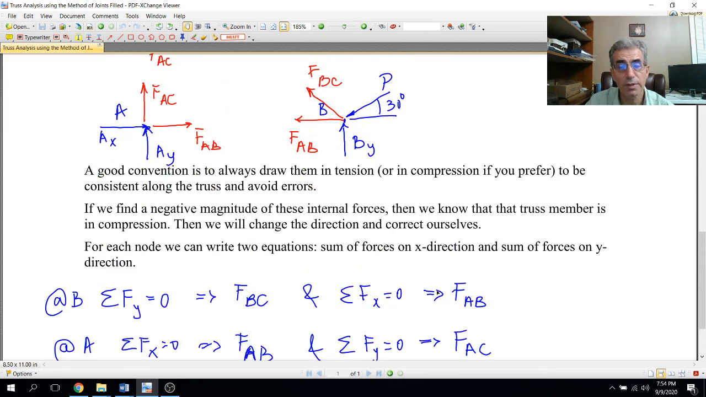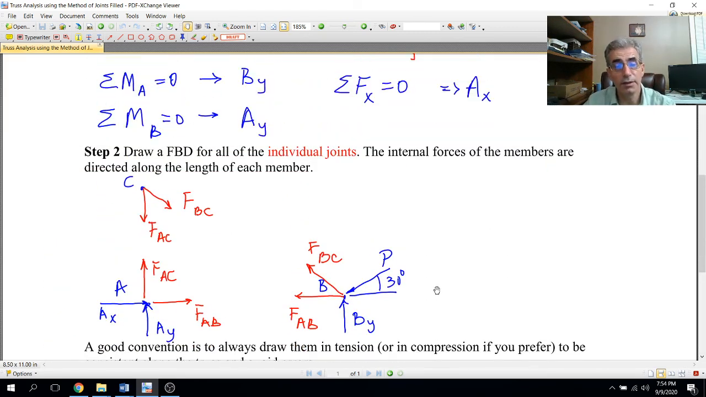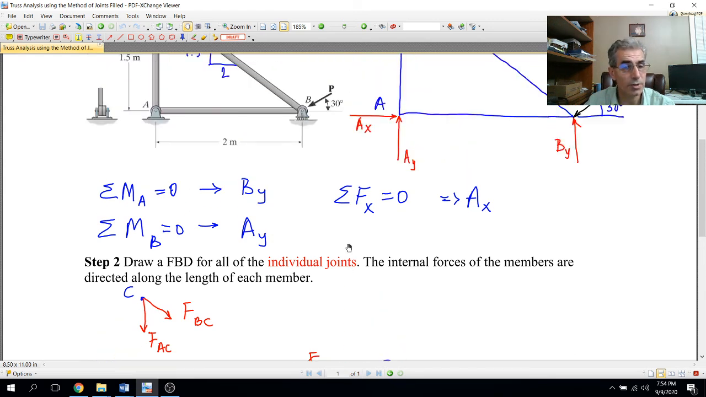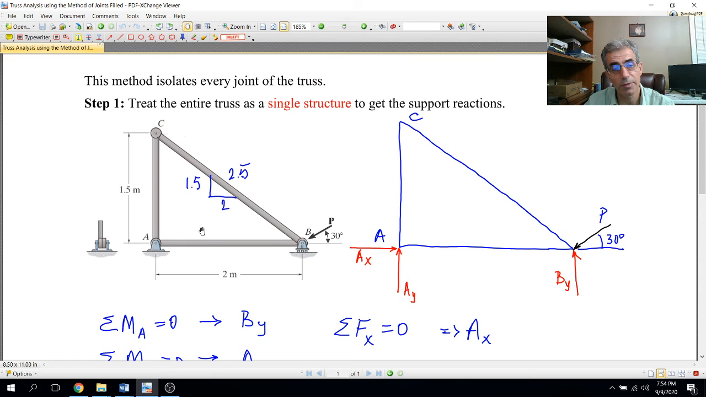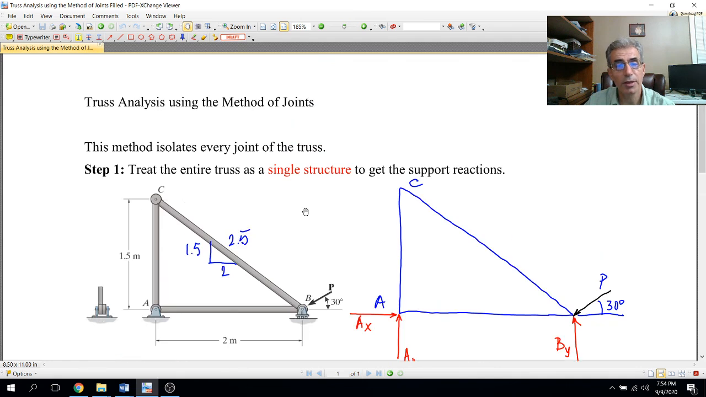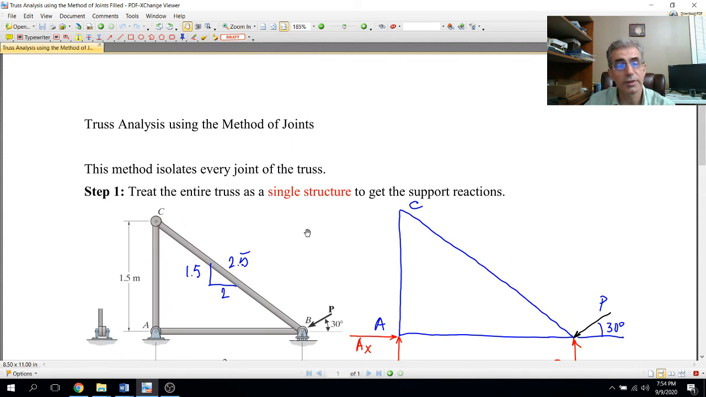So it is a very simple technique. Once we find the internal loadings for each of the members, we are able to calculate the average stress for each member, which could be either in tension or in compression. I hope this explanation helps, and you can see how simple the technique is, and the problem is not complicated even if it looks that way initially.